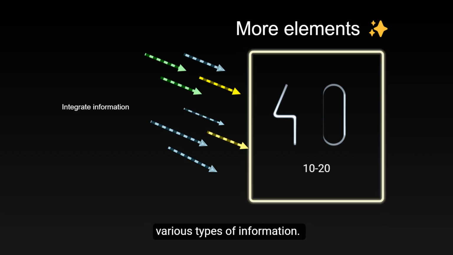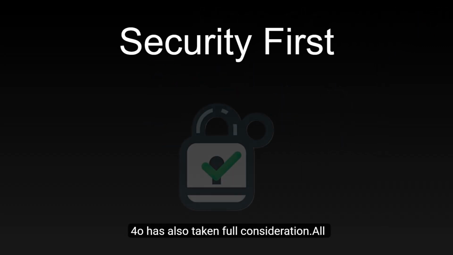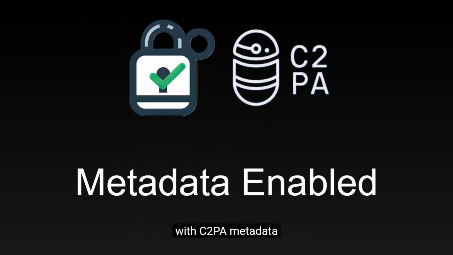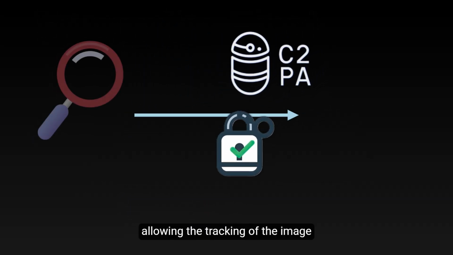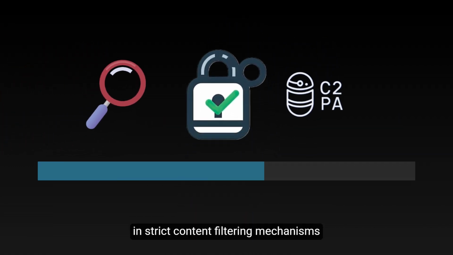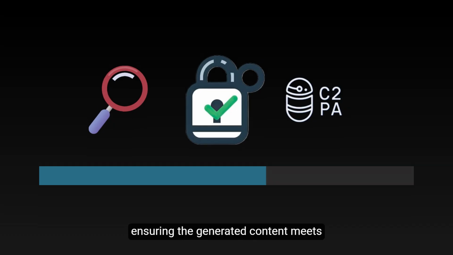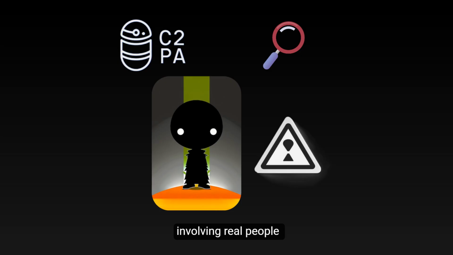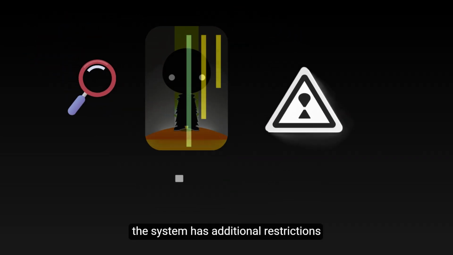In terms of security, 4o has also taken full consideration. All generated images come with C2PA metadata, allowing the tracking of the image's origin. At the same time, the system has built-in strict content filtering mechanisms, ensuring the generated content meets safety standards. For images involving real people, the system has additional restrictions in place to prevent misuse.